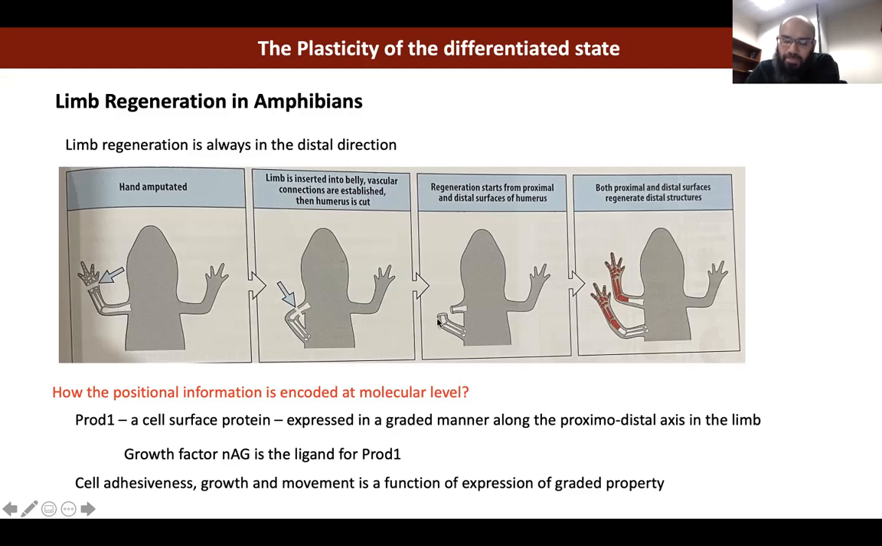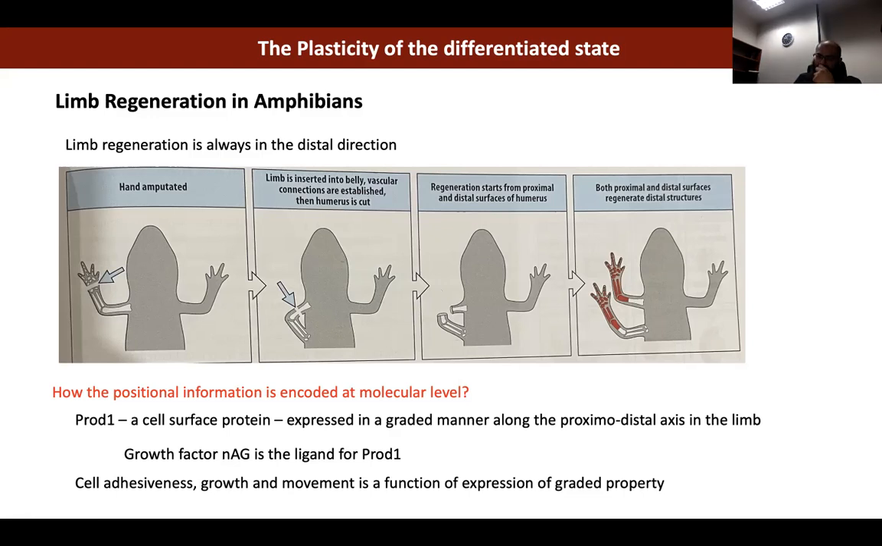Distal to the cut side. Although we already have the distal region here. So here, as you can see, this is the forearm region. Yet, when you make a cut here, it will grow into another forearm and another digits here. And this was actually very interesting. And the question was how this positional information is encoded at the molecular level.